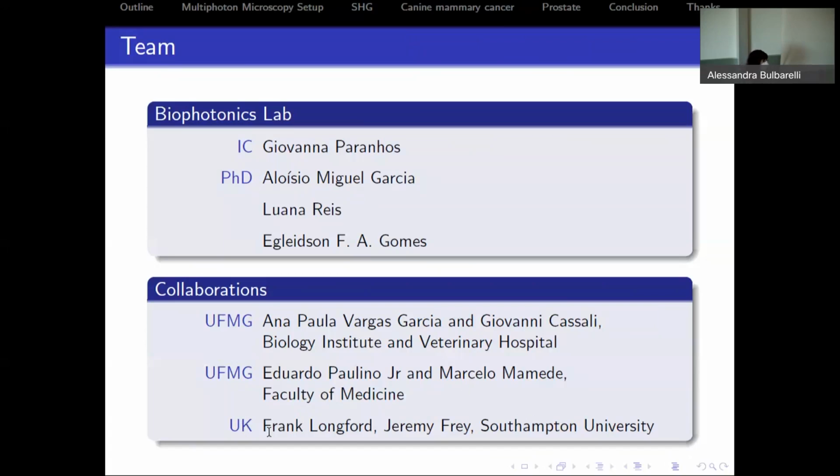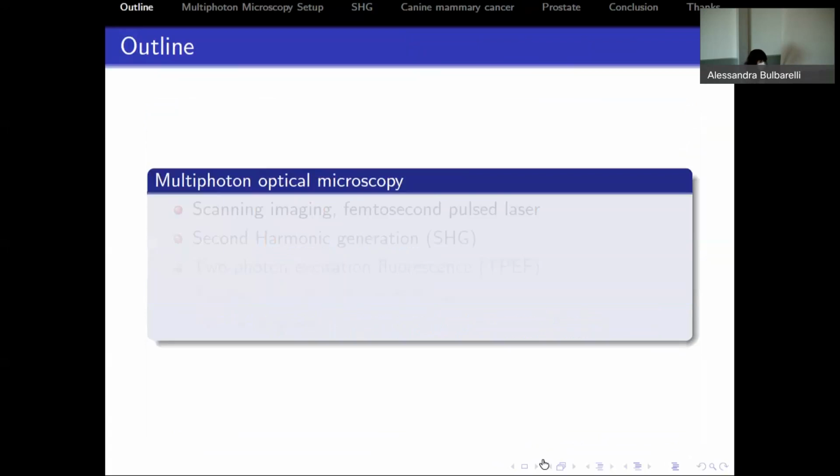And the image analysis, which is a strong part of this work, was done together with Frank Longford, who was a postdoc that stayed a few months in our group in Brazil, and the University of Southampton in the UK. So now I'm going to say what the outline of my talk is.